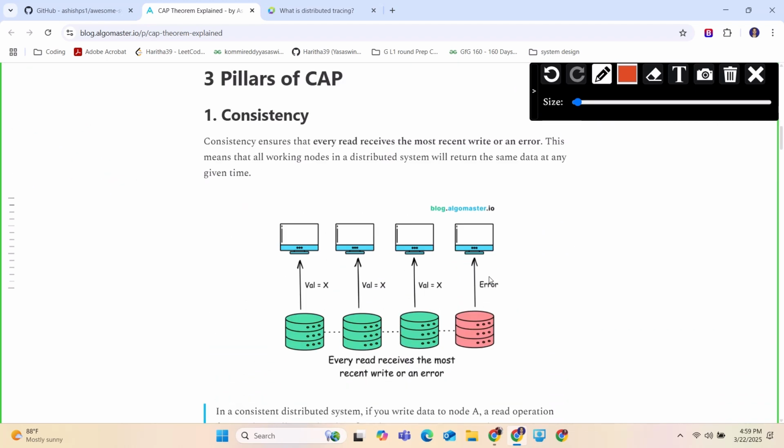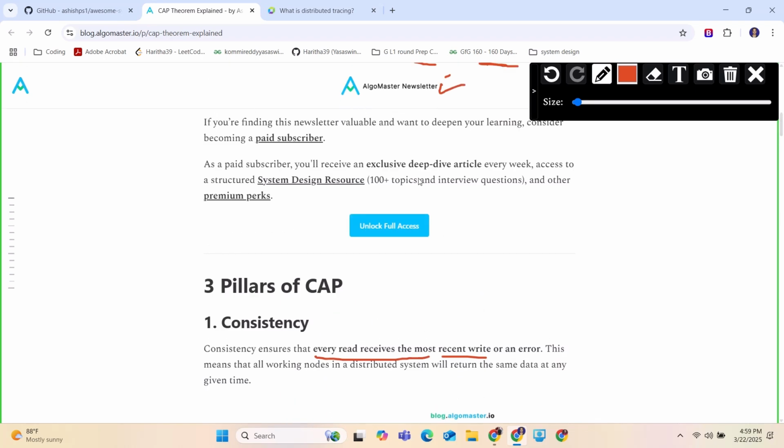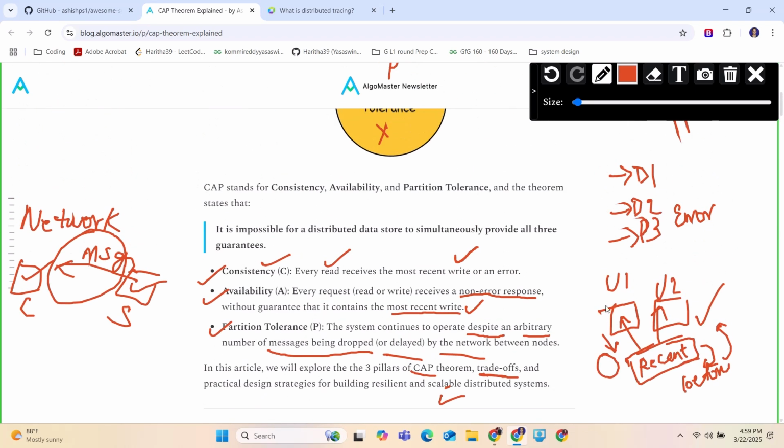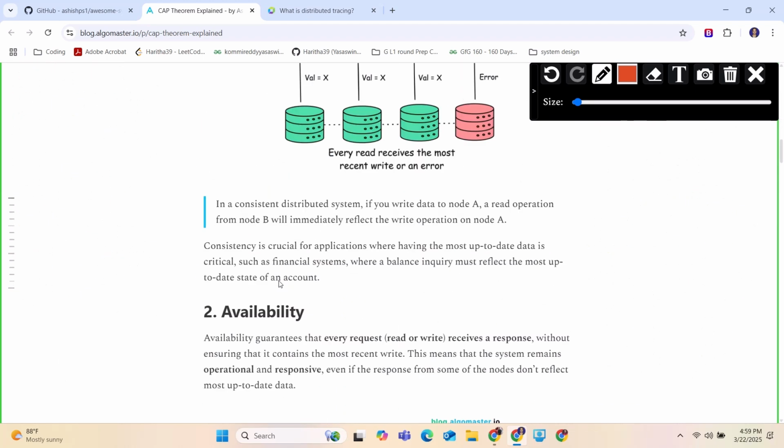The three pillars of CAP, first, consistency. Consistency ensures that every read receives the most recent write or an error. This means all working nodes in a distributed system will return the same data. The same thing we explained: user 1 will receive the same data, and user 2 should also receive the same. That is called consistency.